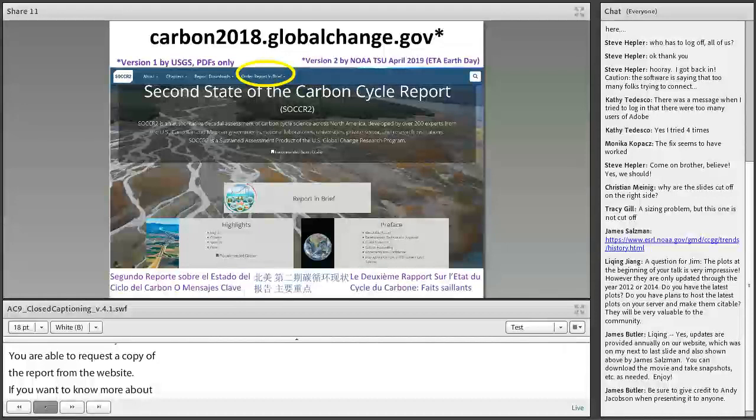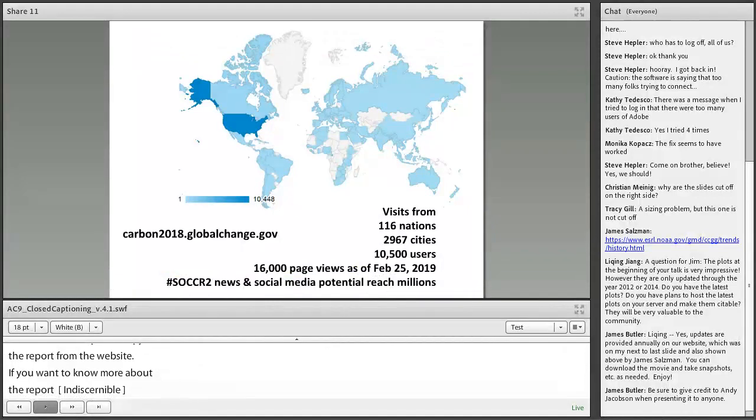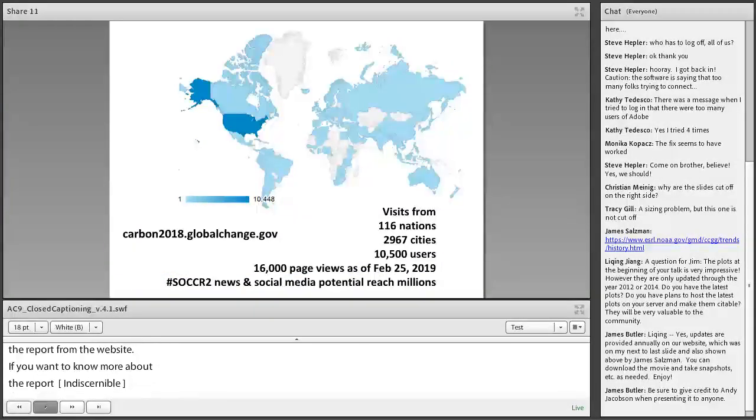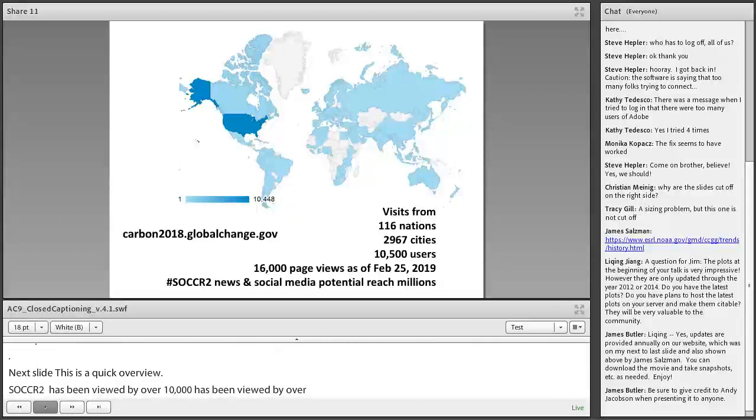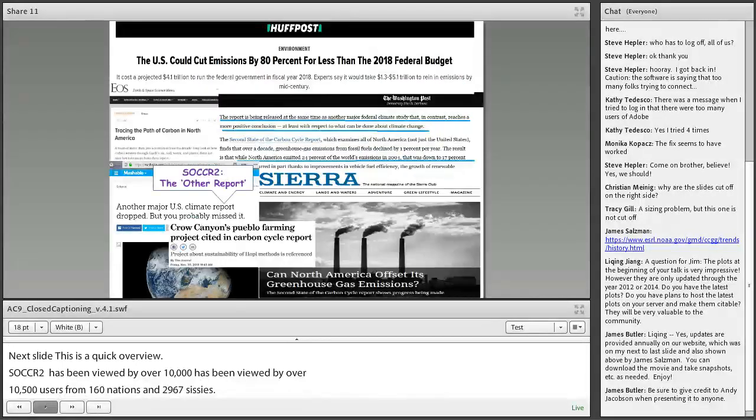Next slide. This is a quick overview so far since its release. SOCCR2 has been viewed by over 10,500 users from 116 nations and 2,967 cities. And the estimated reach via news and social media is around a few millions.